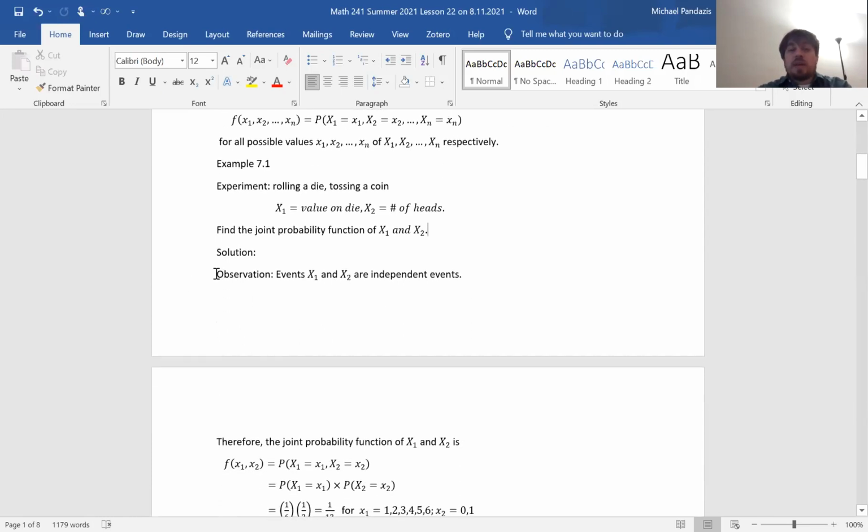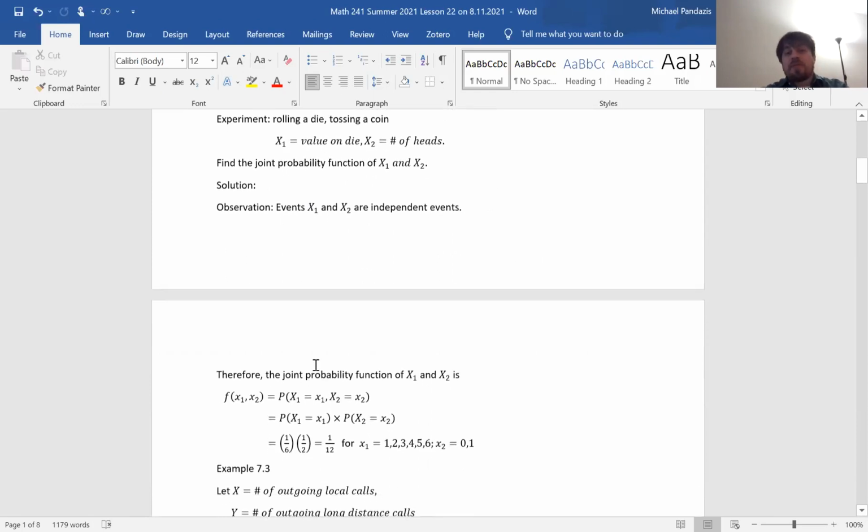Well, first let's make an observation that events x1 and x2 are independent events. These two events do not depend on each other, right? When you roll the die, it has no effect on how you toss the coin. And when you toss the coin, it has no effect on how you roll the die, right? So these two actions are independent of each other and have no effect on the other.